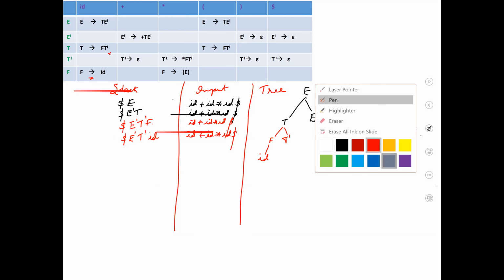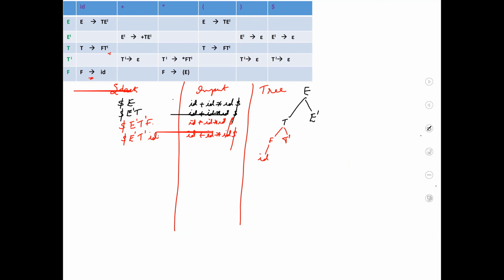Now look here. Next, ID is a match, which means you are popping out from the stack. So now in the stack, you just have E dash, T dash. E dash, T dash remaining. T dash together with plus.